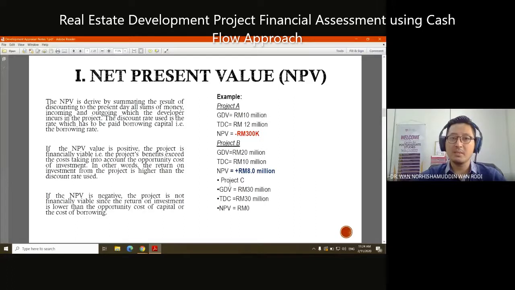Okay, this is the explanation for the net present value. If the NPV is negative, the project is not financially viable, since the return on investment is lower than the opportunity cost of capital or the cost of borrowing. That is the explanation for the net present value.